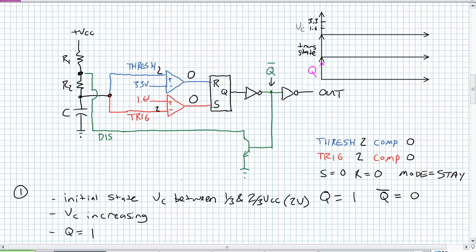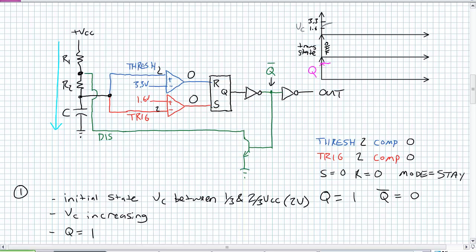So what's happening here is we were between 1/3 and 2/3. The voltage is increasing. The output is 1. We're going to stay in that same spot. The voltage is going to continue to increase, and Q is still going to be a 1. And how does our current path look like? Again, the discharge transistor is off. There is no path to ground from there. So all current is going to go into that capacitor, and it's going to slowly charge up. On our timing diagram, we were at 2 volts. We're going to continue to charge. Our transistor in this particular case is off, and Q is going to stay a 1.